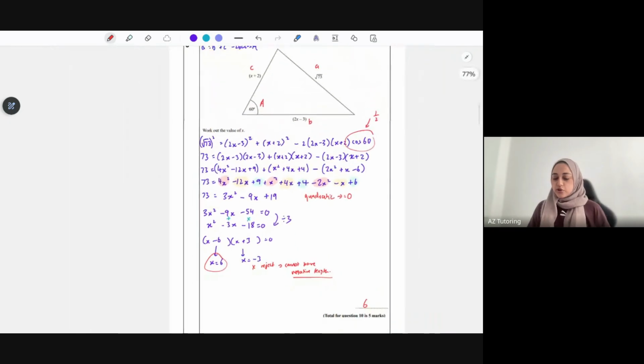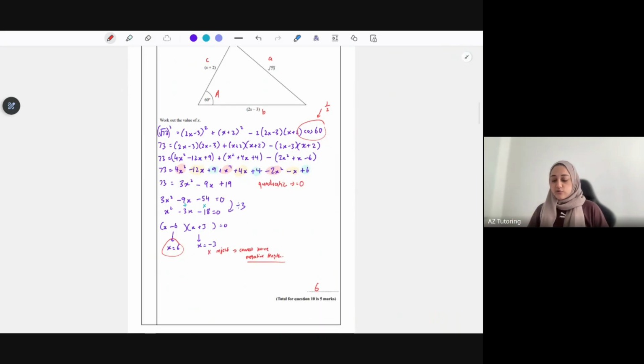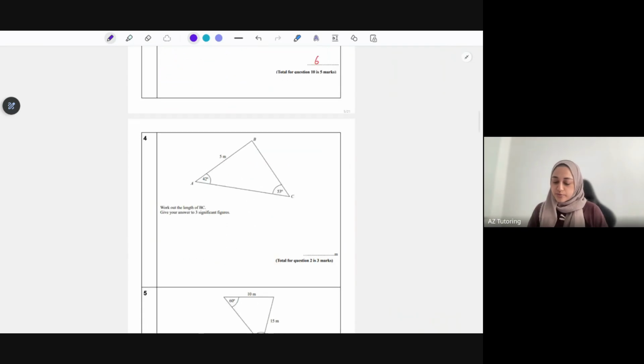Okay, so that's just to show you how the cosine rule can get tricky and how they can overlap with other stuff as well. So let's have a look at sine rule examples now. So we've covered quite a lot of cosine rule. Let's have a look at sine rule, when that would come up.